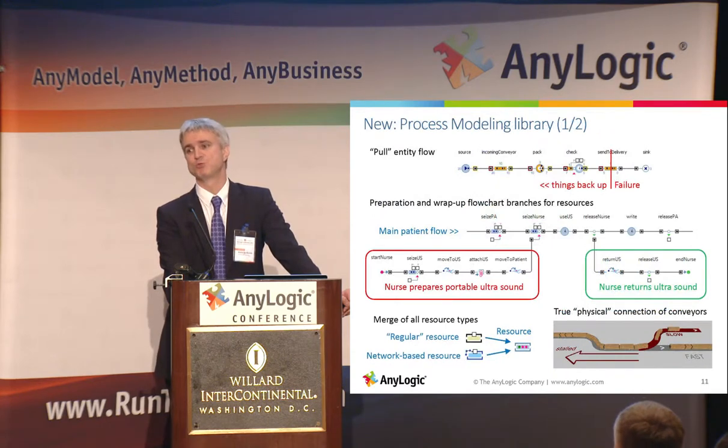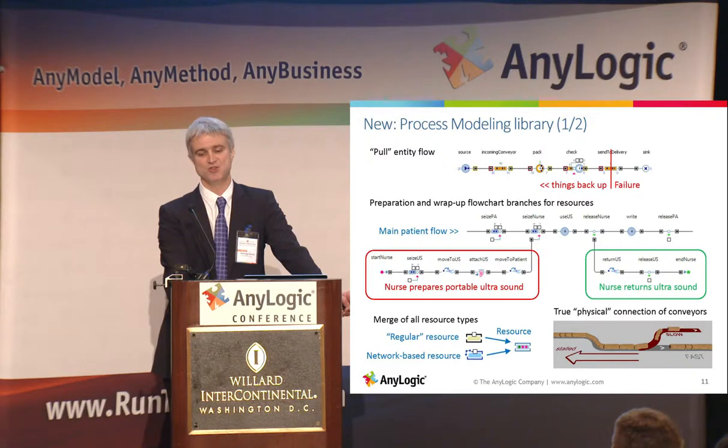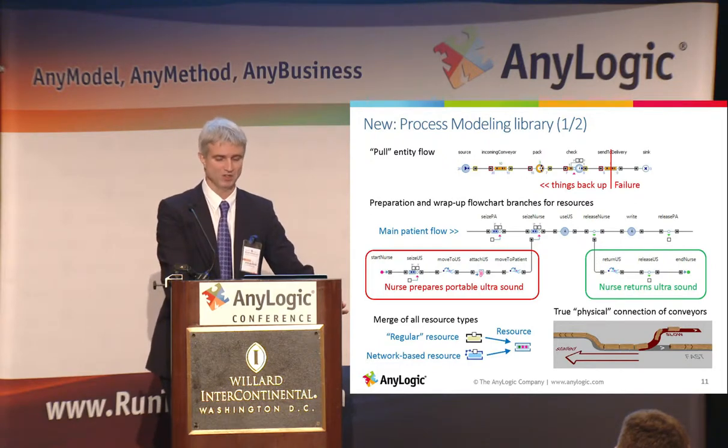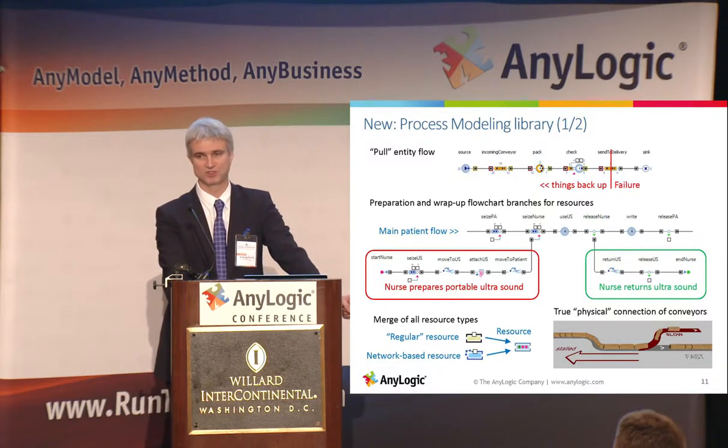We have a new process modeling library. In version 6, we did have the enterprise library for discrete event modeling. It's still there, so all of your models will continue working. And you can consider the process modeling library as a kind of new step, a new version of the enterprise library, which is a lot more advanced.